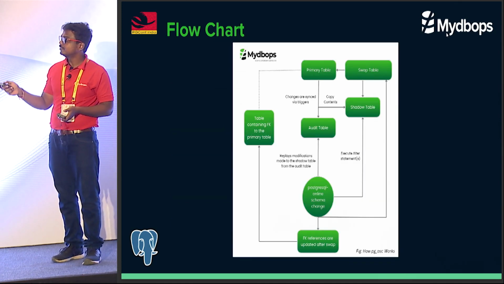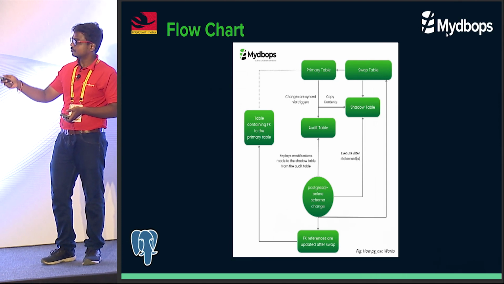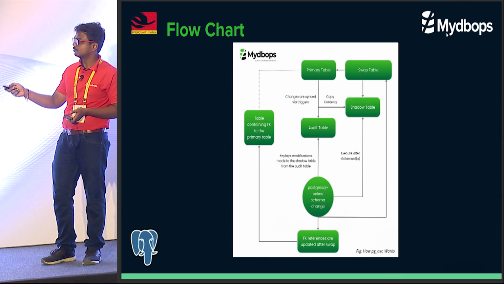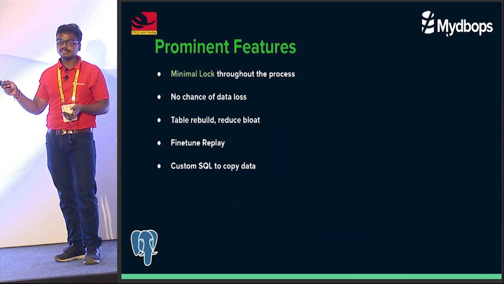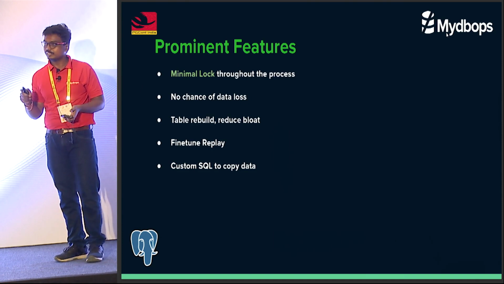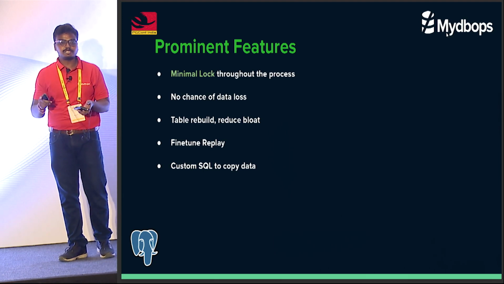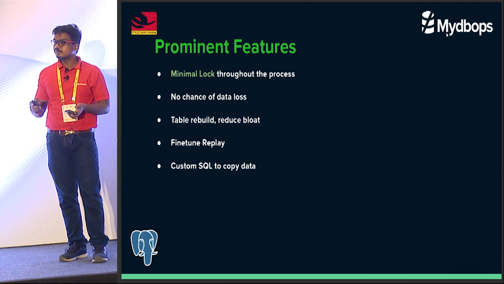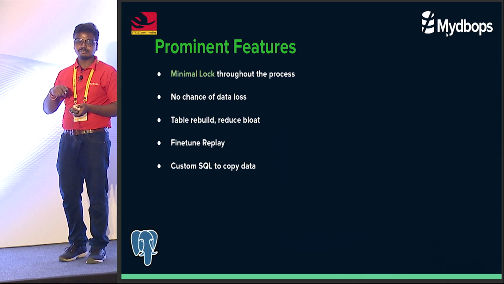Okay, this is the complete flow chart. What we discussed is given here in the form of a flow chart. So the same thing is explained here as well. So I'm moving next. These are the prominent features. As I told, it won't hold any long lock, but it requires a minimal lock at 2 phases. One is during the creation of the triggers, and another is during the swap of both the tables. So at that time, it requires a lock. So it is good to do it during minimal traffic or non-production time.